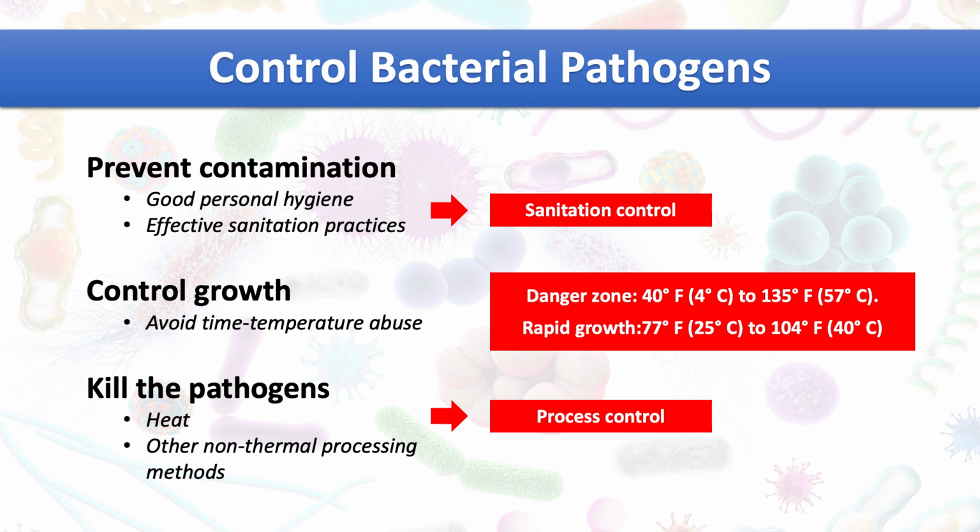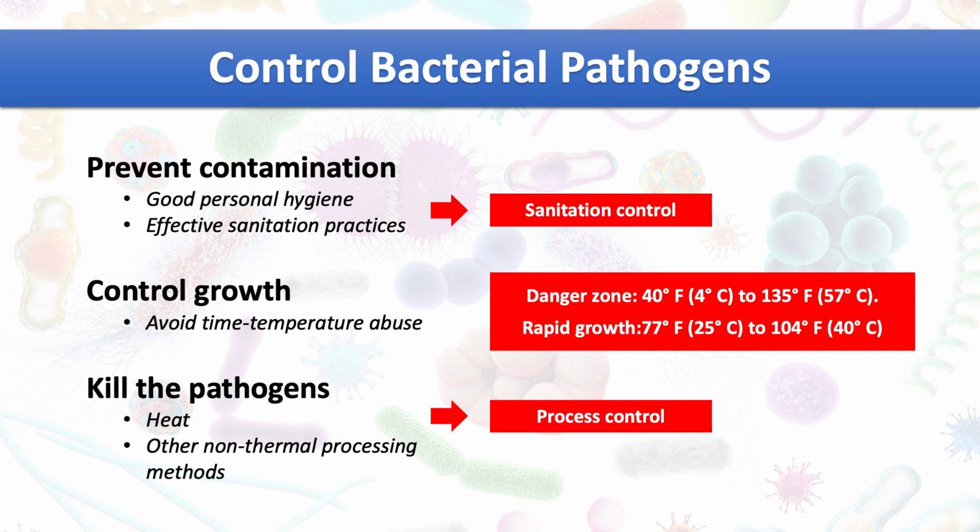Another aspect is to control the growth of pathogens in food products. This is important because some pathogens need to achieve certain doses to cause infections, and some pathogens need to grow in food products to produce toxin for intoxication. A common way to control the growth of those pathogens is to use low temperatures. Therefore, avoiding temperature abuse is very important.